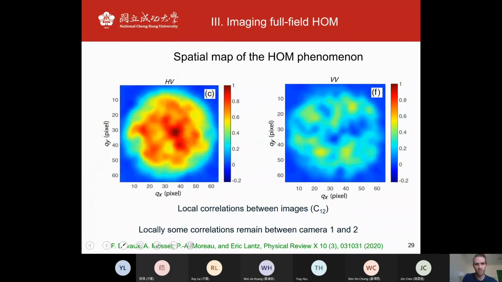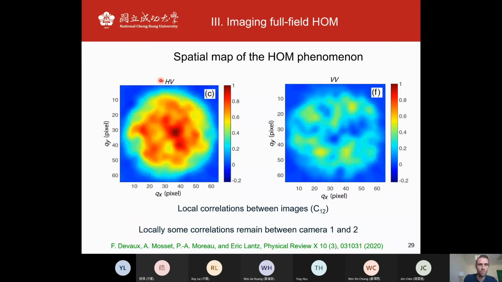So I'm going to finish soon, but I think that's probably one of the most important results of this demonstration: what you can do here, I think for the first time, is have access to a spatial map within your beams of this Hong-Ou-Mandel phenomenon happening. So you can take an image of this Hong-Ou-Mandel phenomenon.